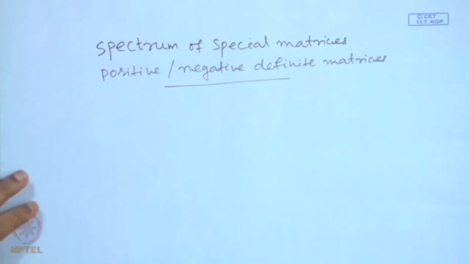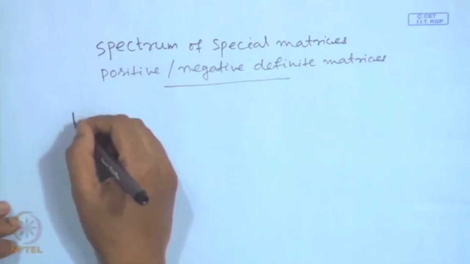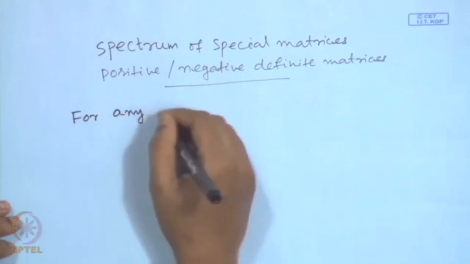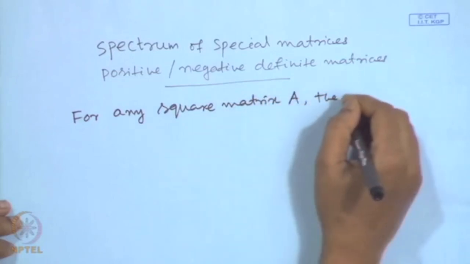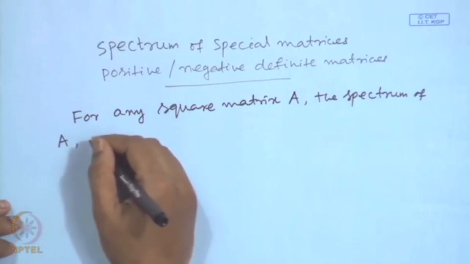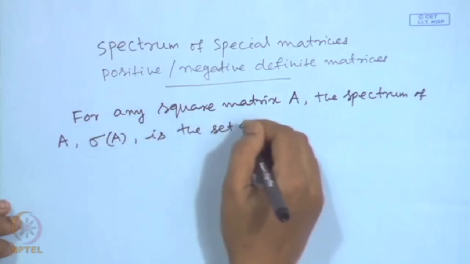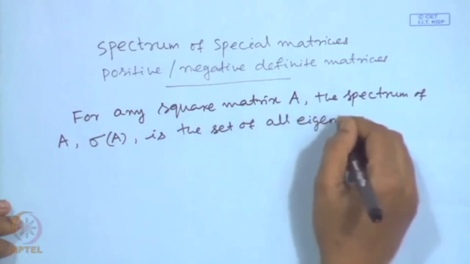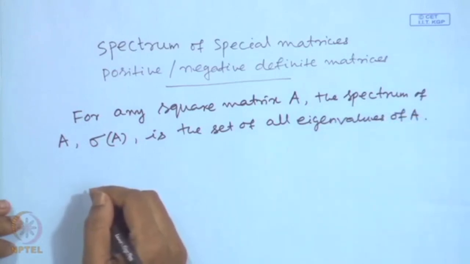Spectrum of a matrix means the set of all eigenvalues of the matrix. So for any square matrix A, the spectrum of A, usually denoted by sigma A, is the set of all eigenvalues of A. So here we shall discuss the nature of the spectrum of some special matrices like Hermitian matrices, unitary matrices, etc.